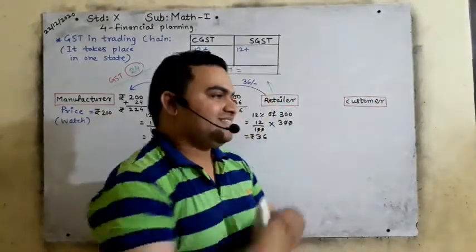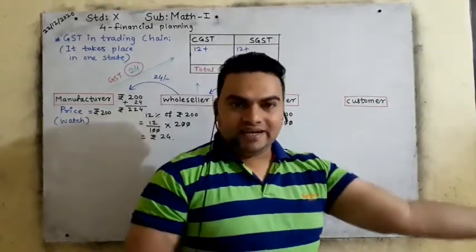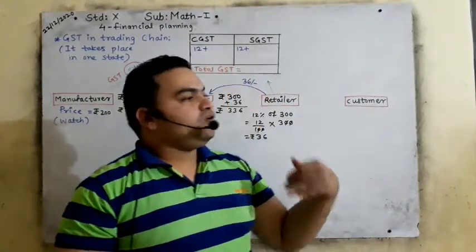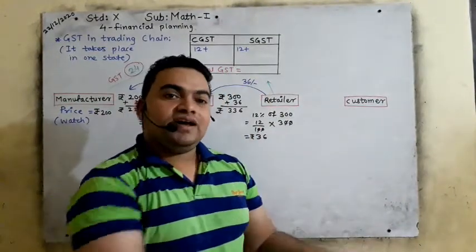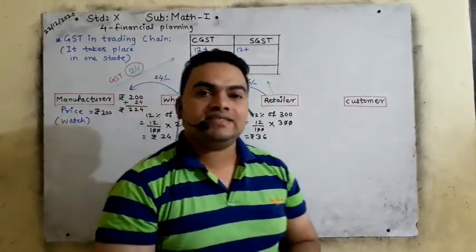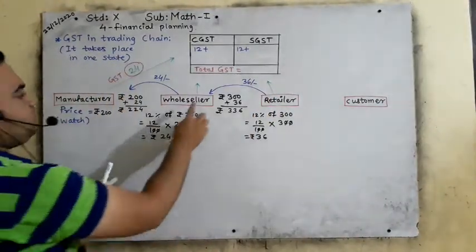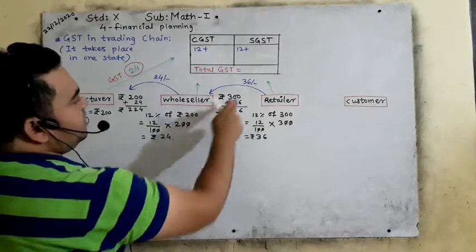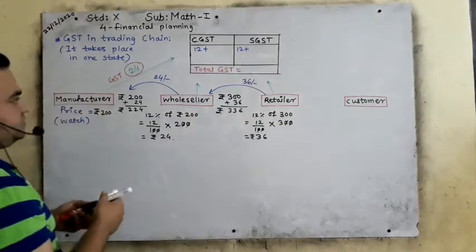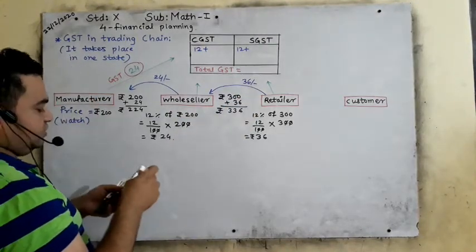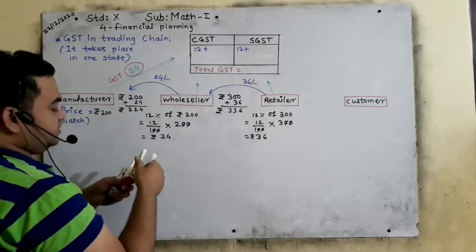And if you are selling the same thing to another retailer, and you are collecting the GST, that is called an output tax. Okay, so now we know that the wholesaler paid 24 rupees and he had received 36 rupees, right? So now we will do the calculation here. Please pay attention to how the calculation will be.